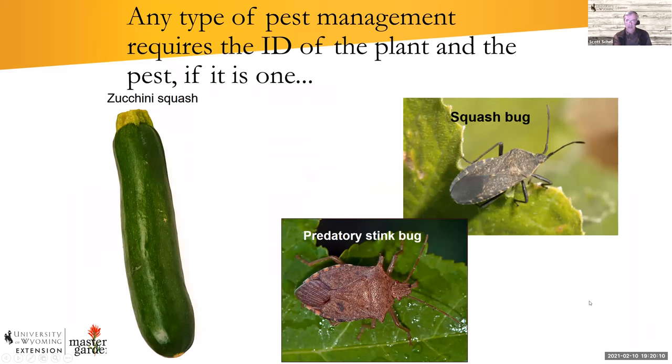Any type of plant pest management requires the ID of both the plant and the pest, because no matter if you're doing organic gardening or conventional gardening, if you're going to follow the label, you've got to know what plant you're treating and what pest you're treating. And you need to be able to distinguish between friend and foe. So say you've got a zucchini squash plant and you see these insects. This is a squash bug that can cause damage to your plant, and this is a predatory sharp-shouldered stink bug. Then you need to be able to distinguish that.